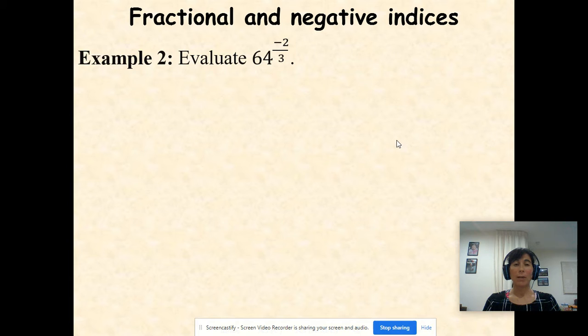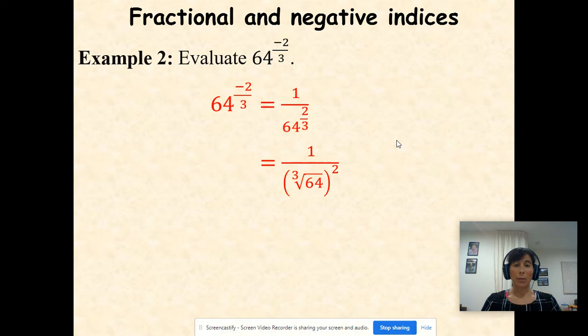Example 2. Evaluate 64 to the power of negative 2/3. Notice we'll do the same sort of step here. So we've got 1 over 64 to the power of 2/3. Then what we can do is, because power on the top, root on the bottom, that means it's the same as 64 root 3 all squared. The cube root of 64 is 4, so that means we've got 4 squared on the bottom line, which of course is 16, so the answer is 1 over 16.